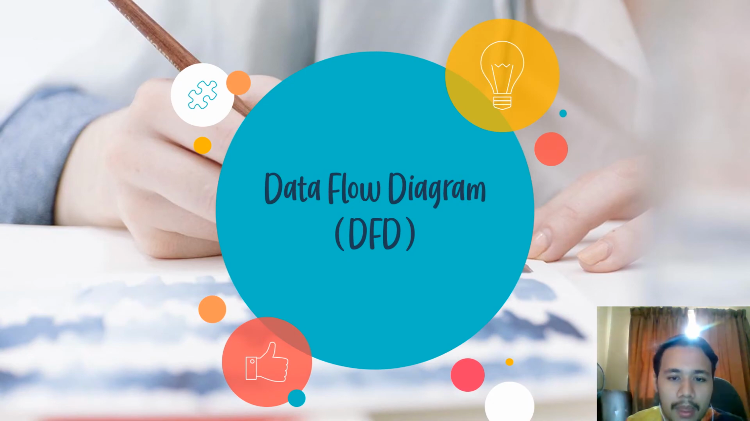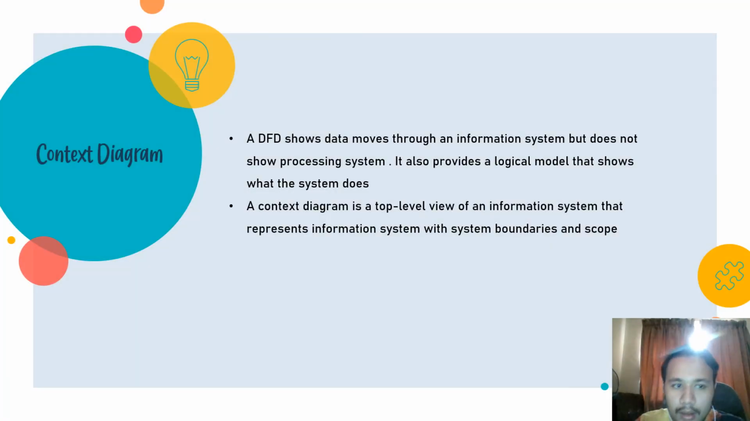Okay. We will talk about the DFD, or the data flow diagram. Okay, next slide. A DFD shows how data moves through an information system but does not show the processing. It also provides a logical view that shows what the system does. A context diagram is a top-level view of an information system that represents the information system with its boundaries and scope.